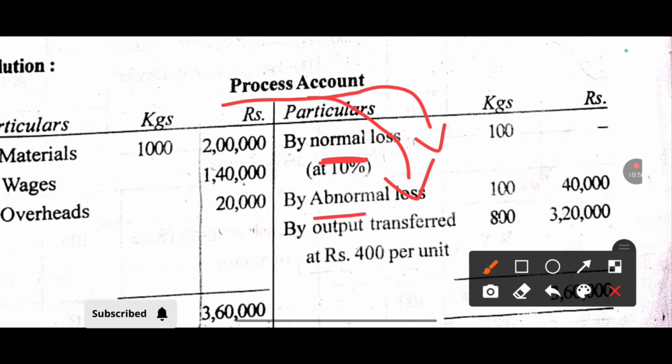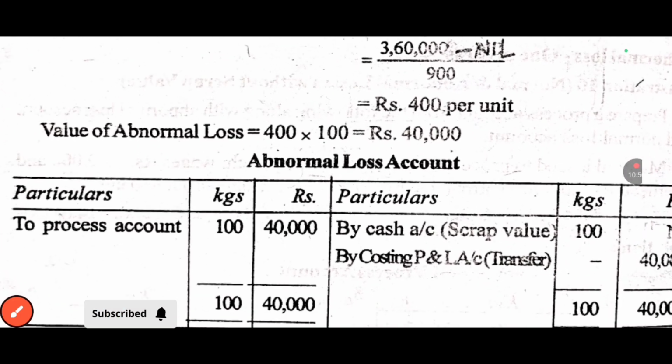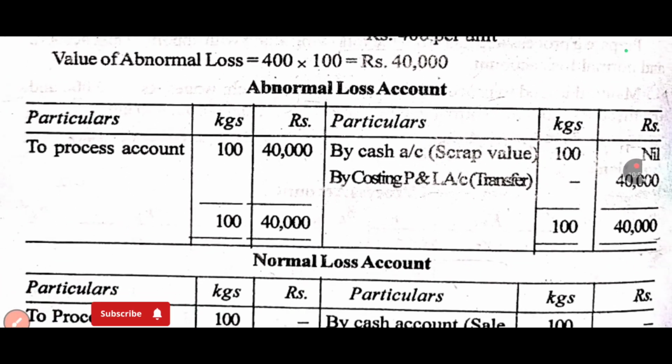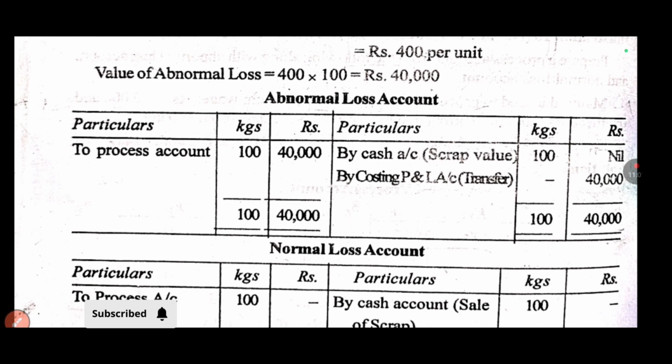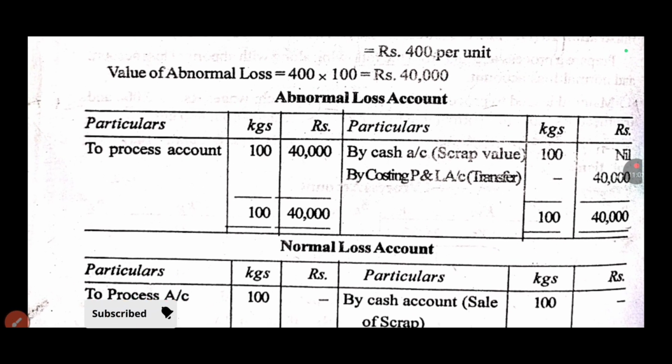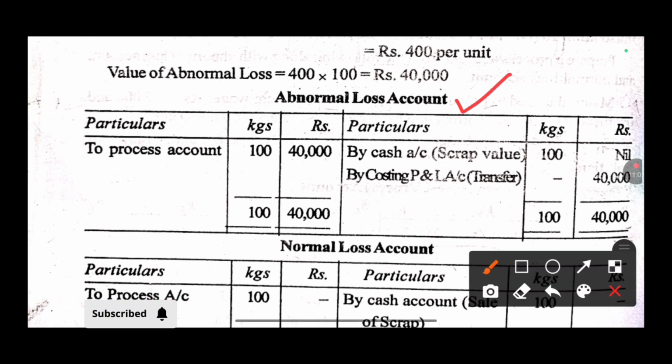Debtor side is the opposite side of the creditor side. Okay. So let's prepare the second account. After preparing the process account, now we are going to prepare the abnormal loss account. In the abnormal loss account, you enter on the debtor side.